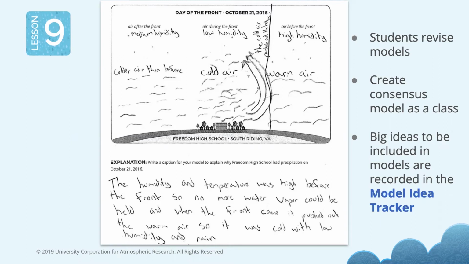So we start to tease out these big ideas that we need to keep track of throughout the unit, and we record these on our model idea tracker. These are things that we refer back to from time to time as they demonstrate how our learning is building as we move through and we're experiencing different aspects of weather that play into this bigger understanding. So this is an example of some student work on one of the models that they drew to explain a weather front.